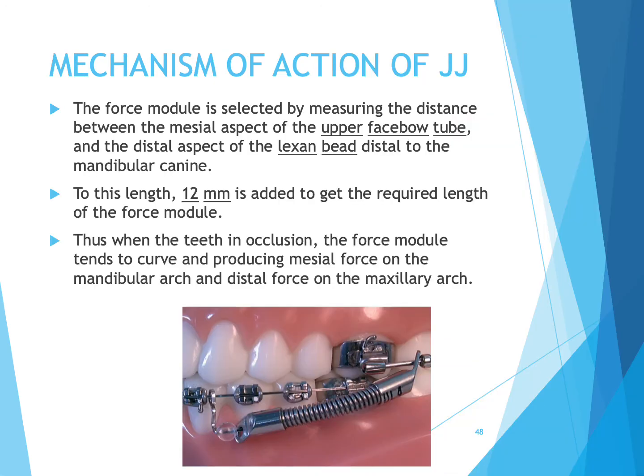For the mechanism of action of the Jasper jumper, the force module is selected by measuring the distance between the mesial aspect of the upper headgear tube and the distal aspect of the Latson bead distal to the mandibular canine. To this length, 12 mm is added to get the required length of the force module. Thus, when the teeth are in occlusion, the force module tends to curve, producing a mesial force on the mandibular arch and a distal force on the maxillary arch.